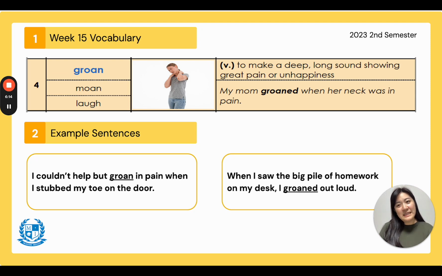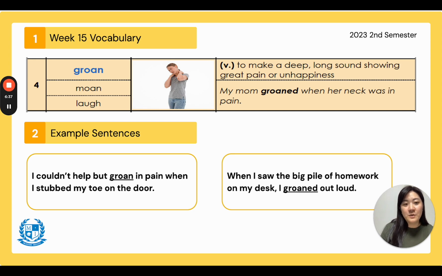Groan. The synonym is moan and the antonym is laugh. An easy way to remember the synonym is that they both rhyme and end with O-A-N. Okay? It is a verb and it means to make a deep, long sound showing great pain or unhappiness. Ugh. That is a groan.